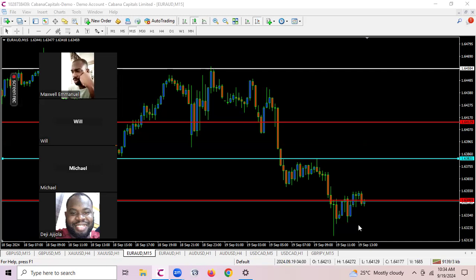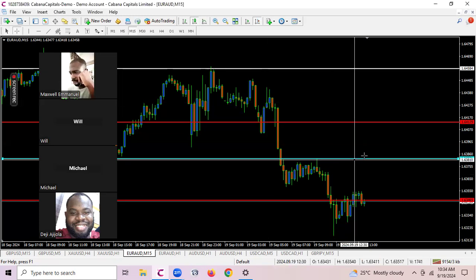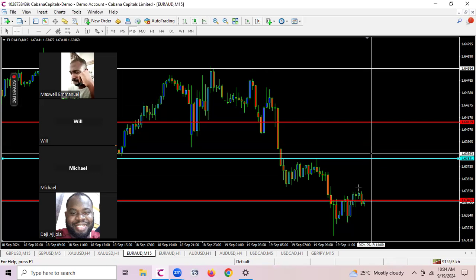So that's my take on Euro Aussie. The 4 hour candle should close bullish and price should close above this high. And if price closes above this high, I'm going to set my SL. Let me see the risk involved here. Let's say price closes above this level and my SL, the risk is about 70 pips.